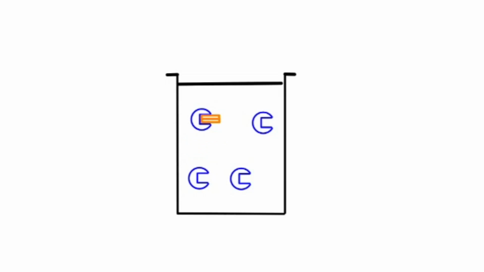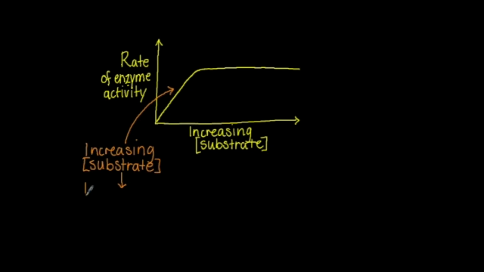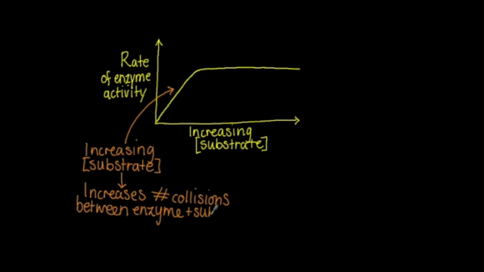On to having a look at substrate concentration. When we change substrate concentration, we are assuming that enzyme concentration is remaining constant. Initially, increasing substrate concentration from 0 will increase the rate of reaction as the substrates randomly collide with the enzymes and the enzymes catalyze the chemical reaction.